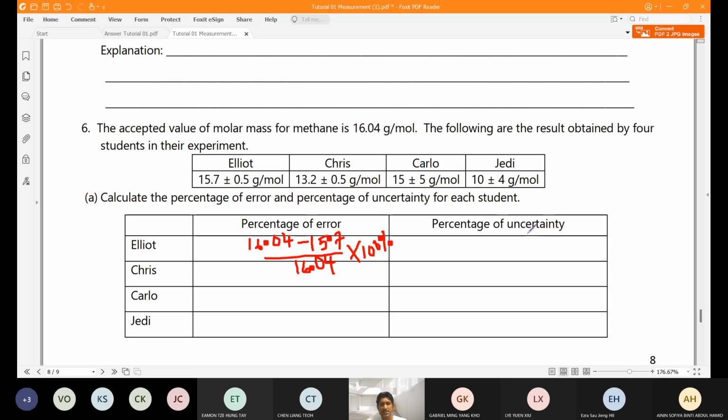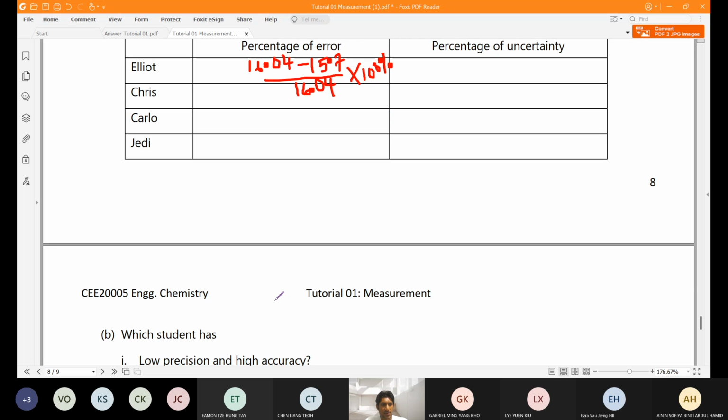Percentage of uncertainty. How do we calculate the percentage of uncertainty? The percentage of uncertainty is how uncertain this value is relative to the total or the mean value, right? We have already done it before, so we just need to follow the equation and put the values in, so that we will know the percentage of uncertainty here. So for Elliot, Chris, Carlo, and JD, we got this.